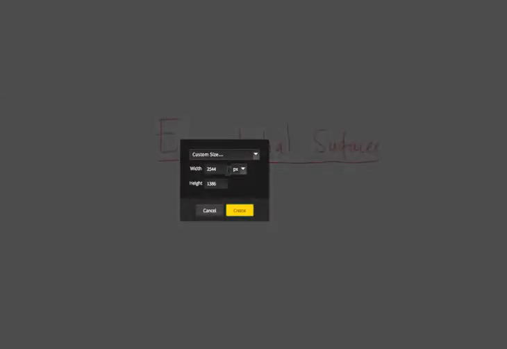Hello again. We are carrying on talking about fields, and we're going to talk about a concept related to fields, which is the concept of equipotential surfaces. Equipotential surfaces. So, what do we mean by equipotential surfaces?